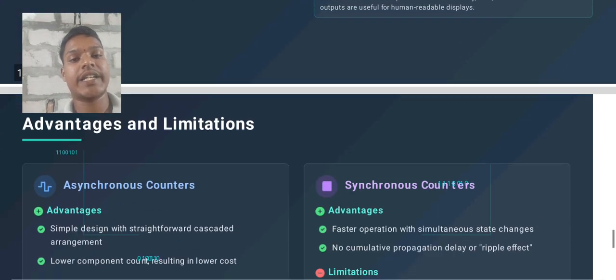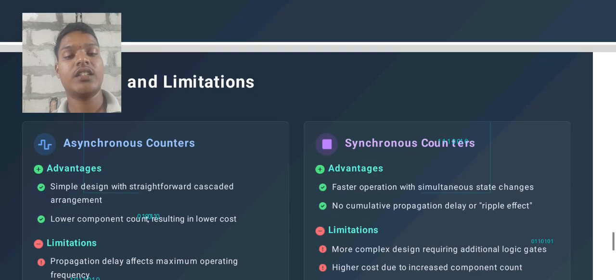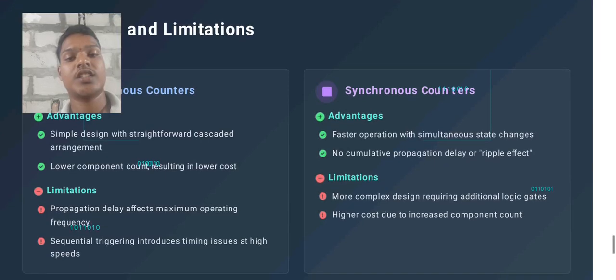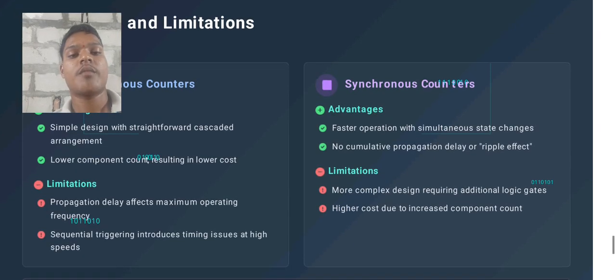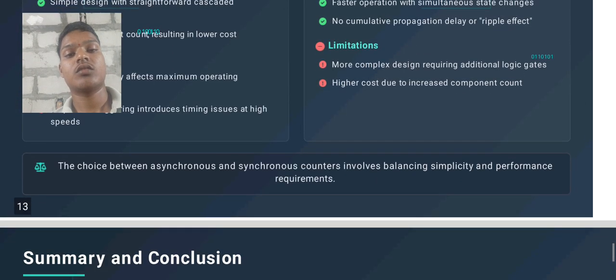Advantages and limitations. Asynchronous counters. Advantages: simple design with straightforward cascade arrangement, lower component count resulting in low cost. Limitations: propagation delay effects, limited maximum operating frequency, sequential triggering introduces timing issues at high speeds. Synchronous counters. Advantages: faster operation with simultaneous state change, no cumulative propagation delay or ripple effect. Limitations: more complex design requiring additional logic gates, higher cost due to increased component count.